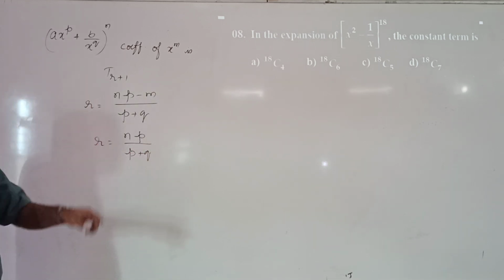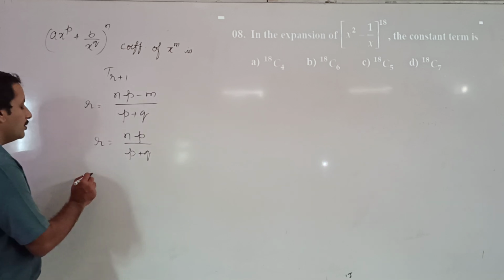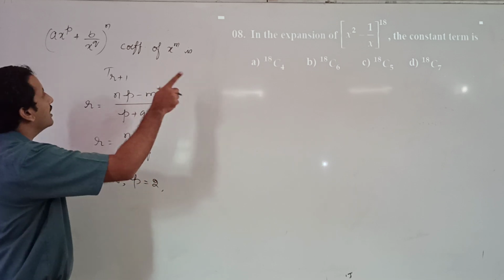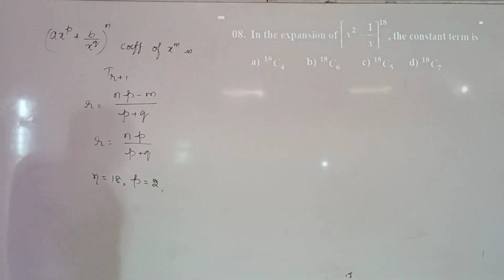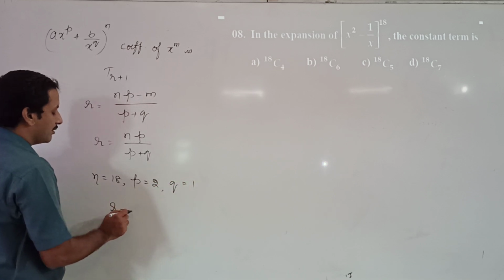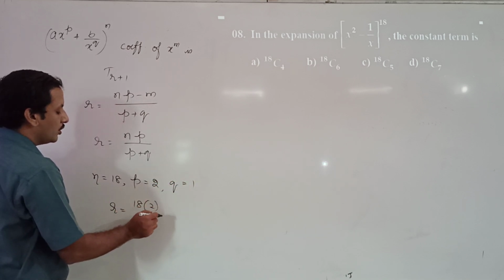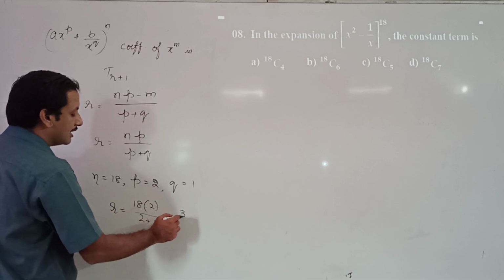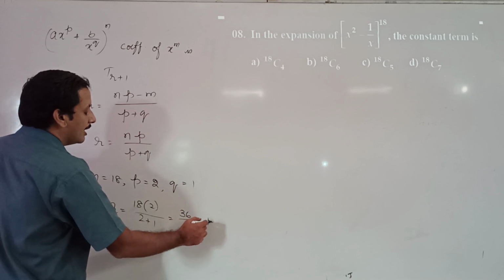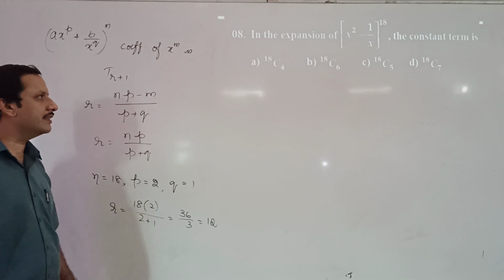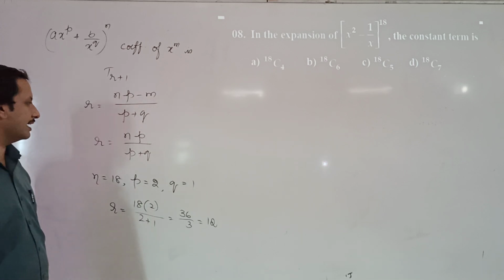So in this given problem, n is equal to 18. Compare the given expansion with this: p is equal to 2 and q is equal to 1. So r is equal to np divided by (p plus q), that is 18 into 2 divided by 2 plus 1, that's 3. 36 by 3, r is equal to 12. r equal to 12 means you need to find the 13th term.